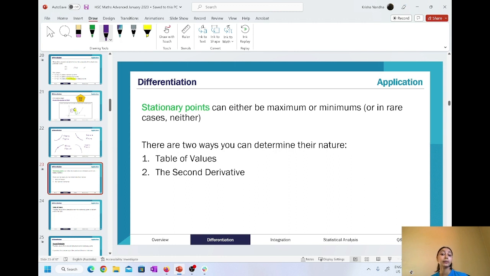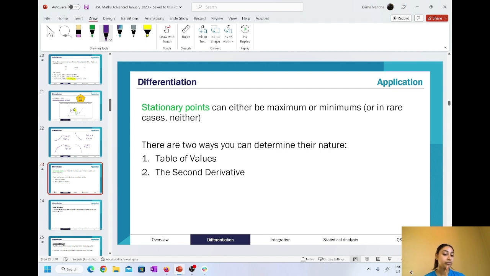Stationary points are when the gradient is equal to 0. It can either be a maximum turning point or a minimum turning point, or occasionally neither. There's ways to determine it. Two of them, well, yeah, there's only really two.